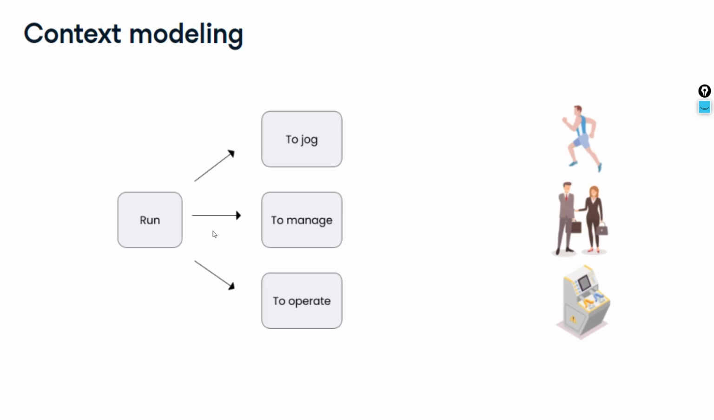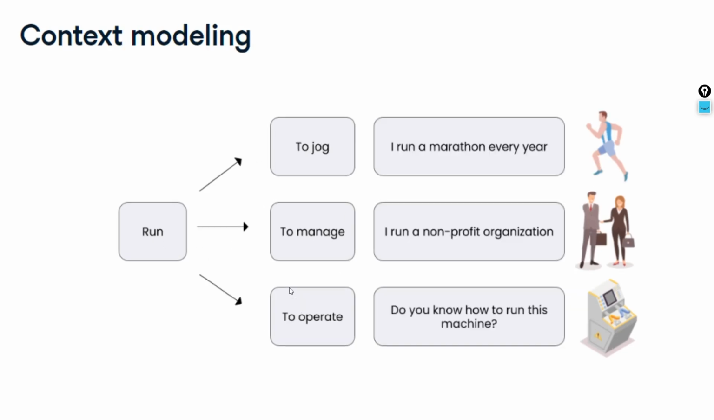Just to understand this, assume we have the word "run". The word "run" can be used in various contexts. For example, run to jog, it's a totally different thing. Run to manage is totally different, and run to operate is totally different. If I say run to jog, I'm basically referring to a marathon. So I run a marathon every year.